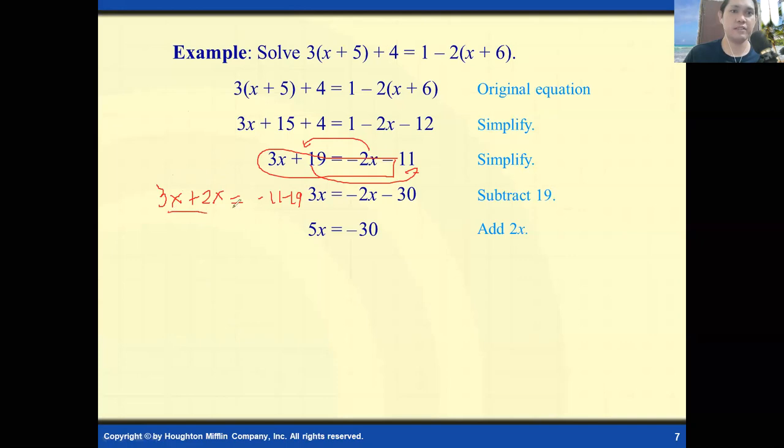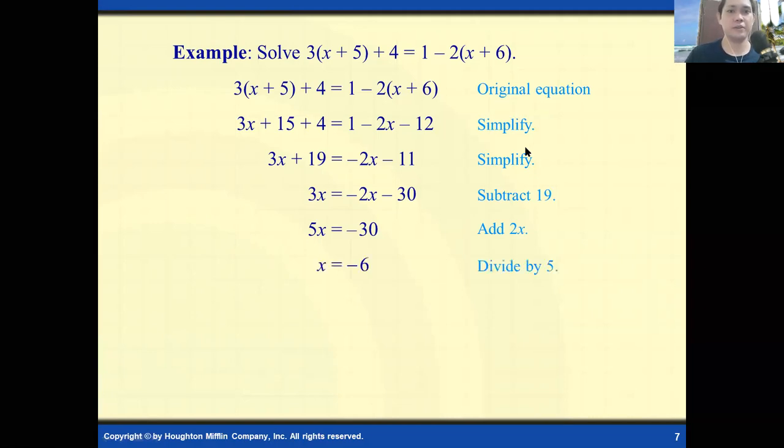So 3x plus 2x gives you 5x. Negative 11 minus 19 gives you negative 30. So I hope you can follow. You can also do the same thing.